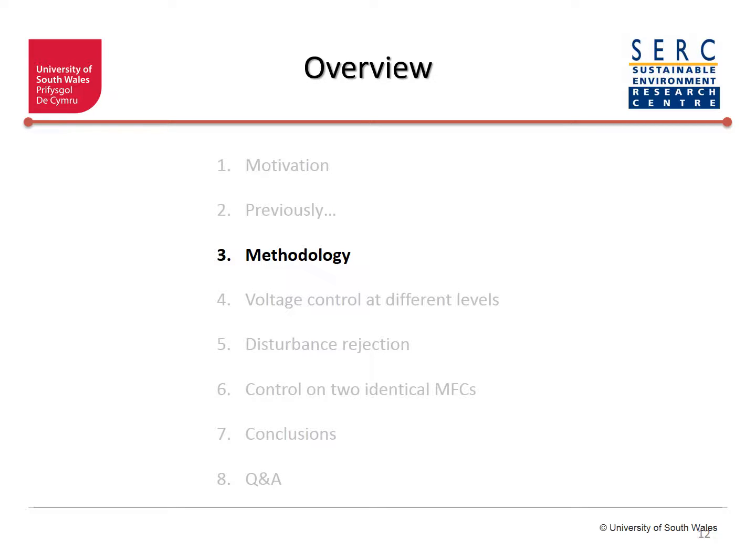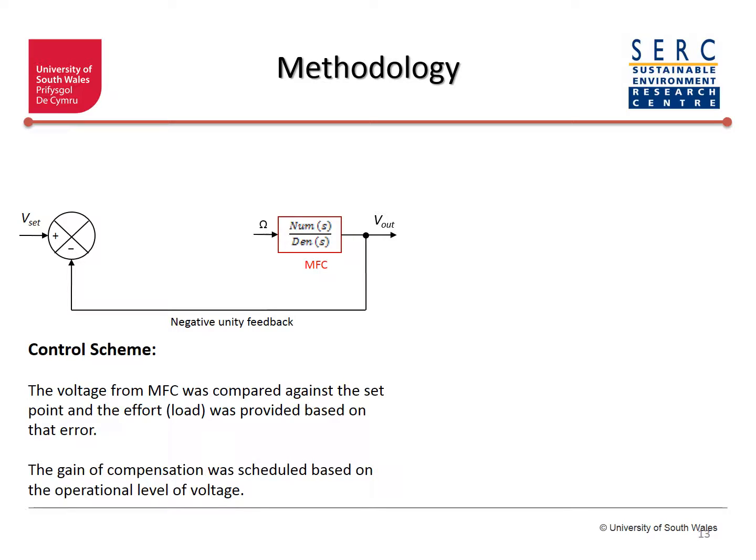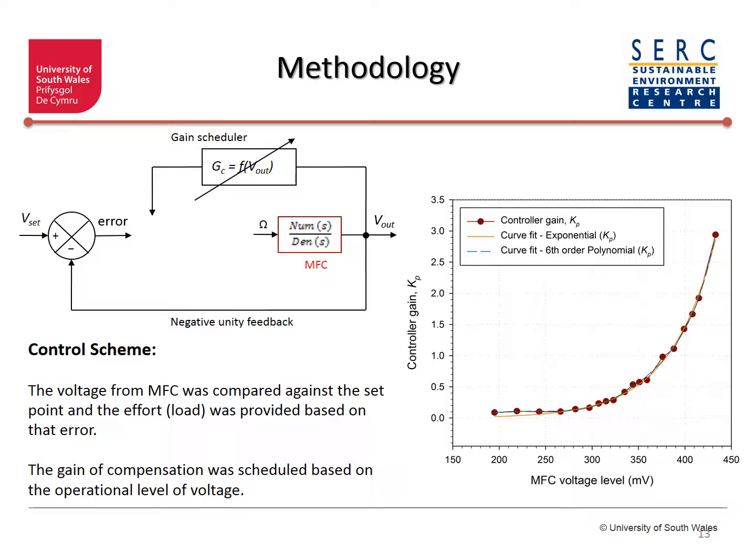So let's look at how we employ this. We have input to the MFC in terms of electrical resistor, and output from the MFC in terms of voltage. We want to set the voltage, so we compare to the voltage from MFC, and we generate an error. We determine the control parameters based on the level of operation and use those parameters in our PID controller to generate effort in terms of voltage.